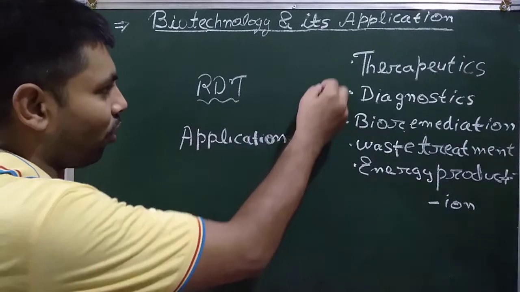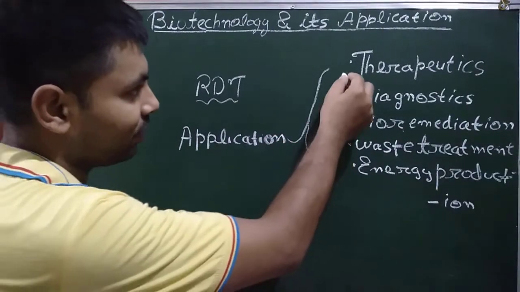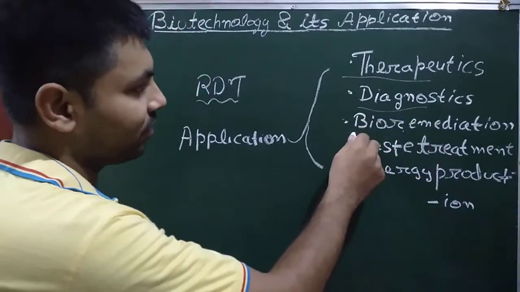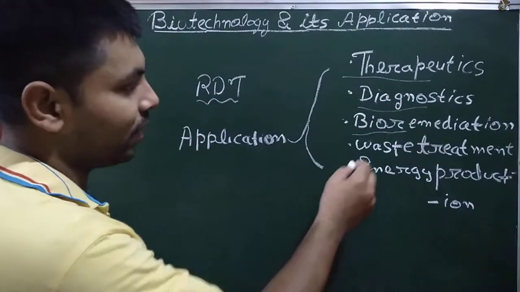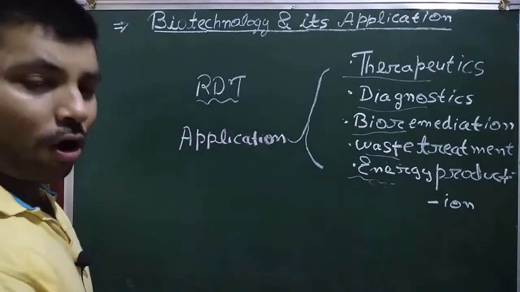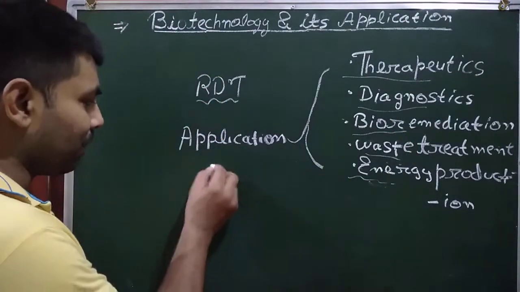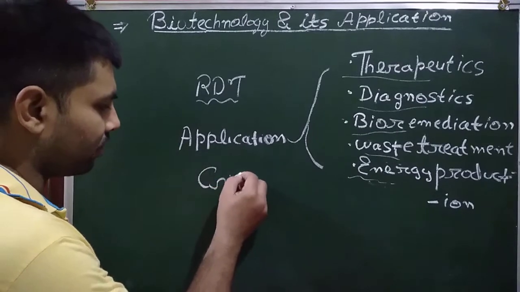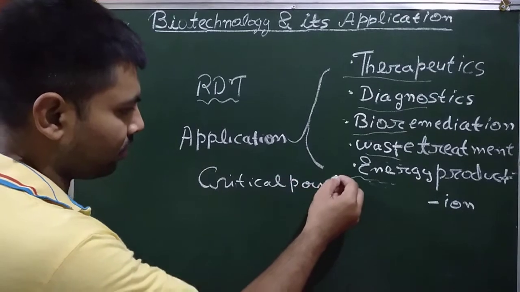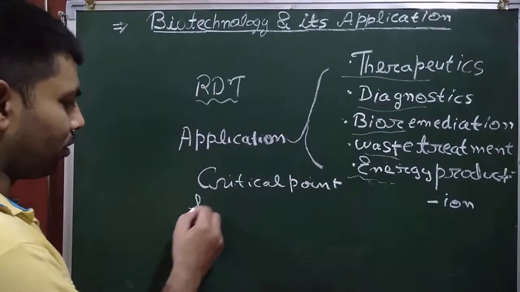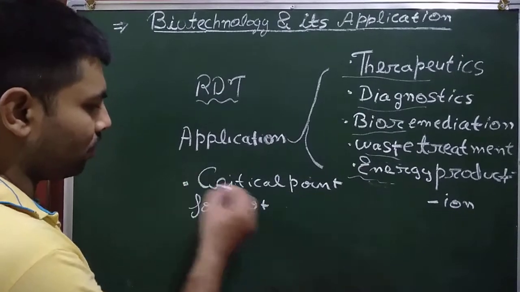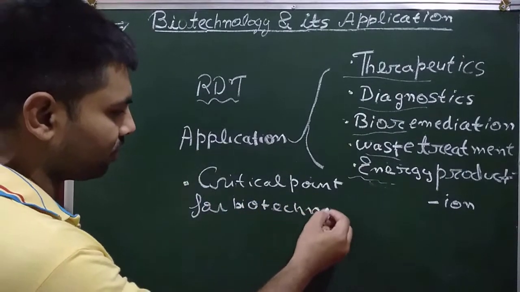Which includes all these things. First one is therapeutics, second point is diagnostics, third point is bioremediation, fourth point is waste treatment, and fifth point is energy production. Also, now see the critical points for biotechnology.